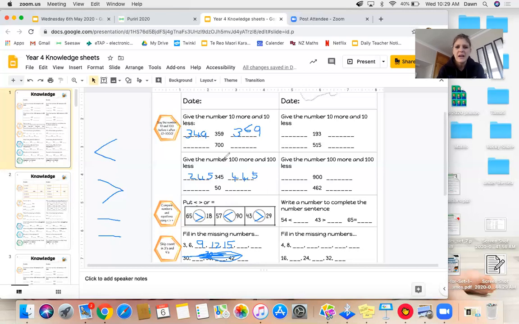Well, I hope you understand about the 10s more and 10s less, and 100s more, 100s less, and a crocodile mouth to eat the biggest number. Okay, so it's always open towards the biggest number. And an equals is for the same.